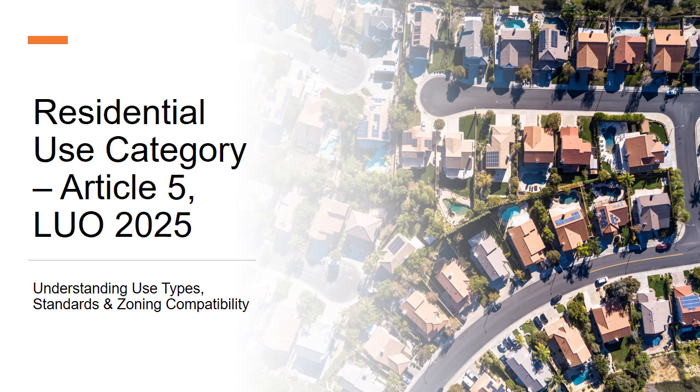Aloha! Today we're exploring how residential uses are defined and regulated under Article 5 of Honolulu's Land Use Ordinance, which is Chapter 21 of the Revised Ordinances of Honolulu. Residential zoning plays a vital role in shaping our neighborhoods, guiding housing types, and ensuring compatibility with surrounding uses.